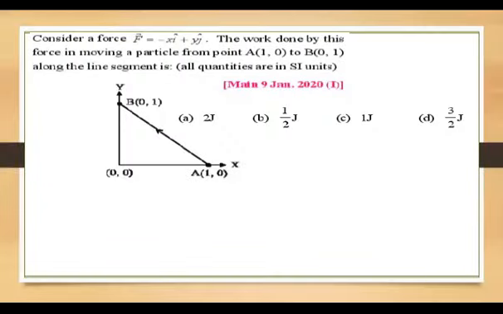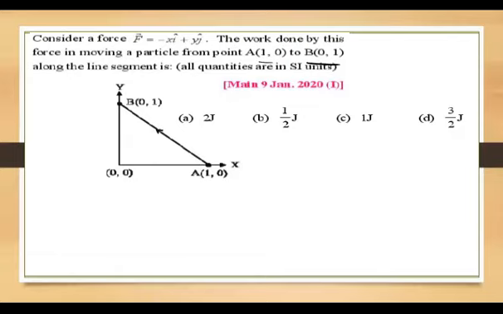Well, the question is, consider a force F equal to minus x i cap plus y j cap. The work done by this force in moving a particle from point (1, 0) to point (0, 1) along the line segment. All quantities are in SI. So that is also a previous year question, 9th January 2020 mains.